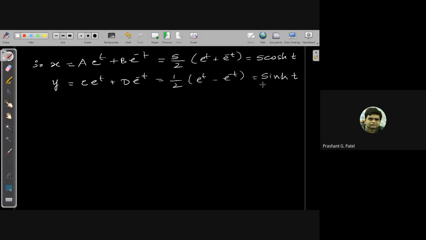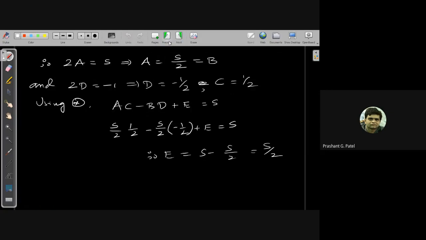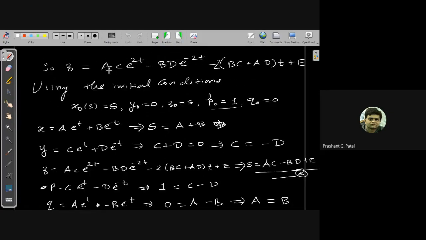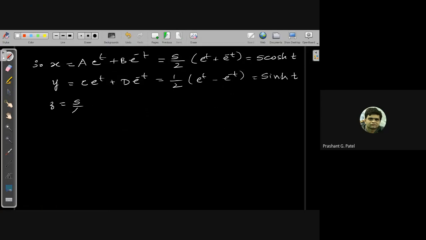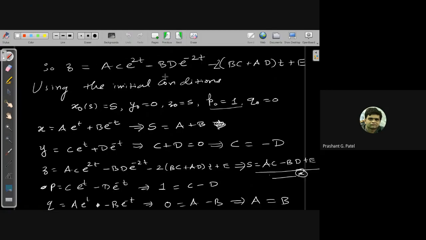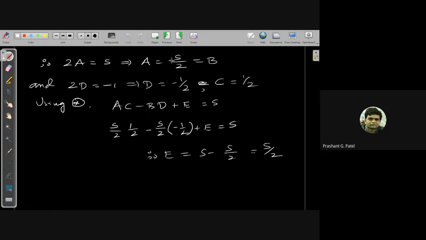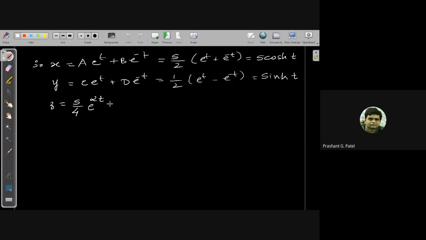We have z. The value of z is AC, A into C. A is S by 2, C is 1 by 2. So it is S by 4 e raised to 2t. Then it is minus BD. B is S by 2, D is minus 1 by 2. So it is minus minus plus S by 4 e raised to minus 2t.